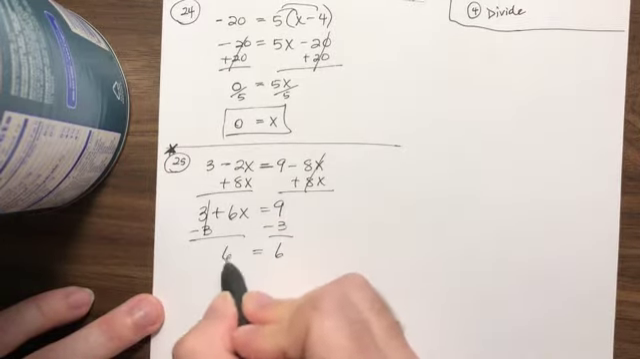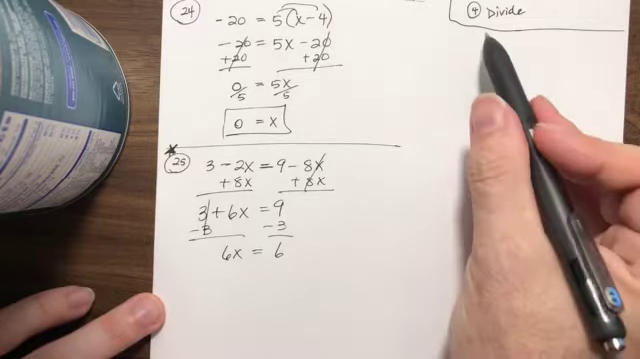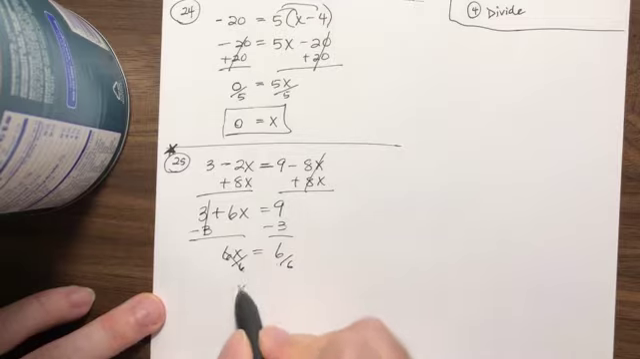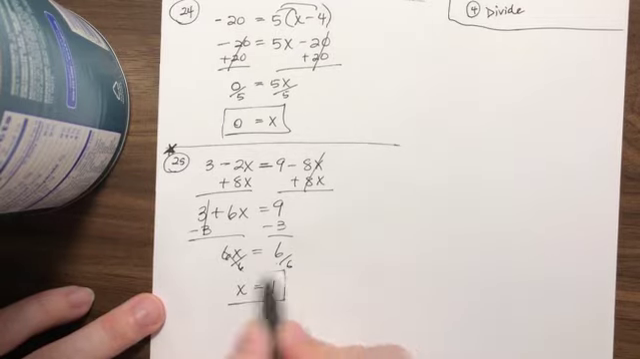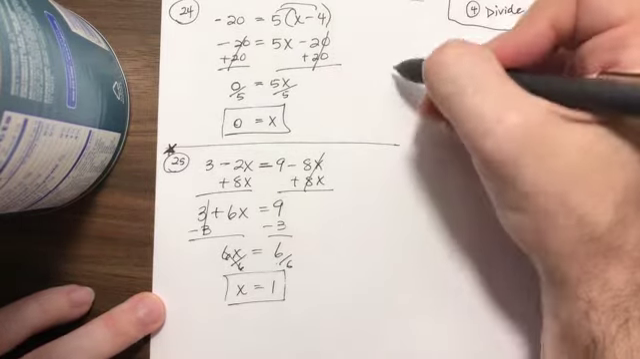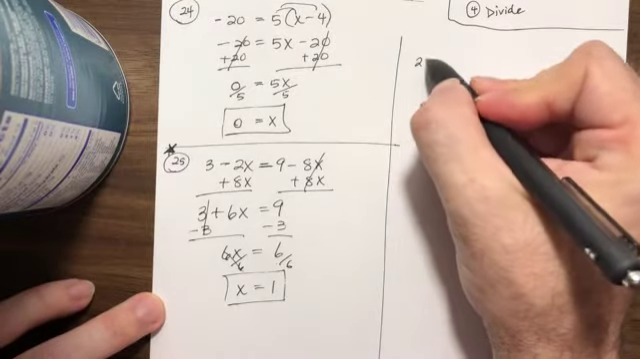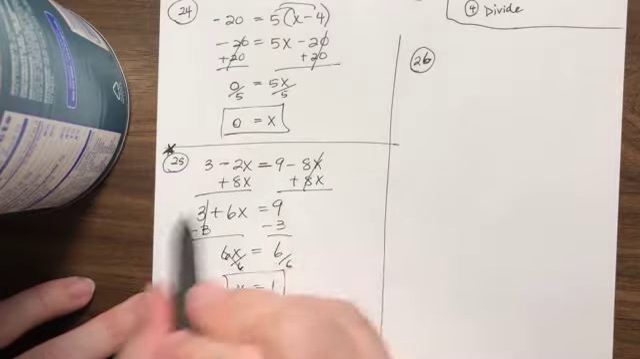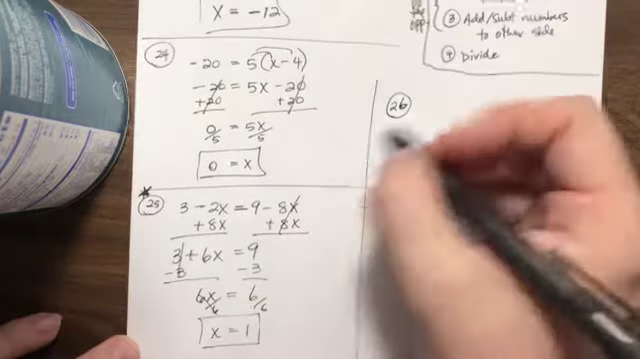So I get 6x equal to 6. And now the last step, divide, means that I'm going to get 1 as my answer. Okay? So definitely check that one out, knowing that you got to put letters on one side, numbers on the other. And it doesn't matter which way you do it.